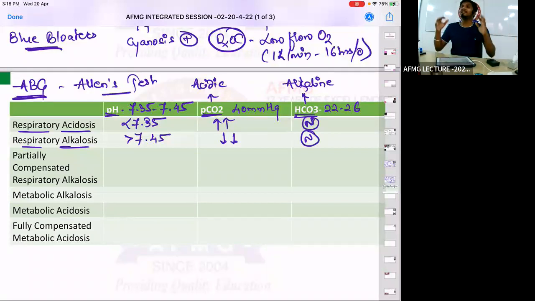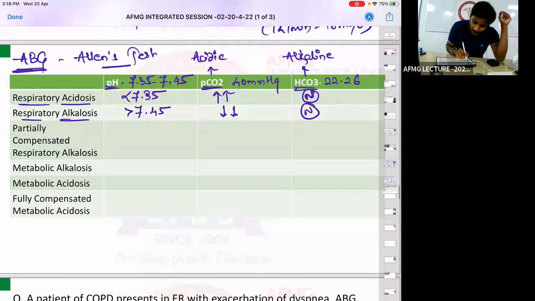Now the body will try to compensate, right? Body हमेशा will try to maintain the homeostasis or equilibrium balance, right? So body tries to compensate. अगर respiratory component है, body will try to counteract with metabolic component. ठीक है? So in the next case, they have given that the patient is having respiratory alkalosis.